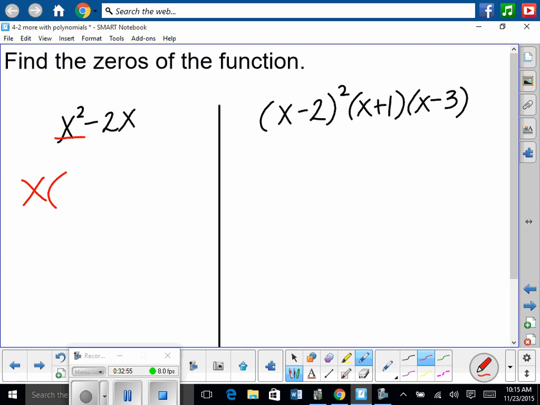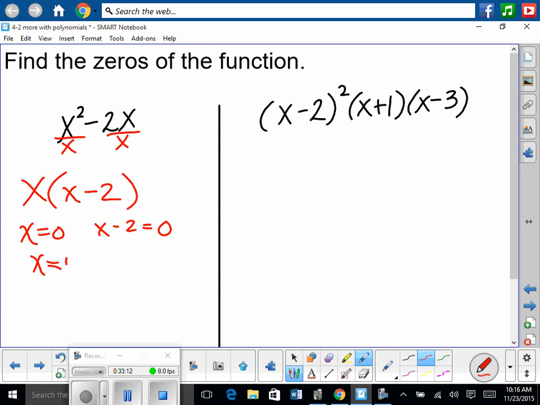We pull out an x. That means divide each term by x. So left is x minus 2. Are they factored? So now it's linear factors. So these are easy, guys. These are really easy. You should be paying attention. So these are now linear factors. Set them each equal to 0 and solve.